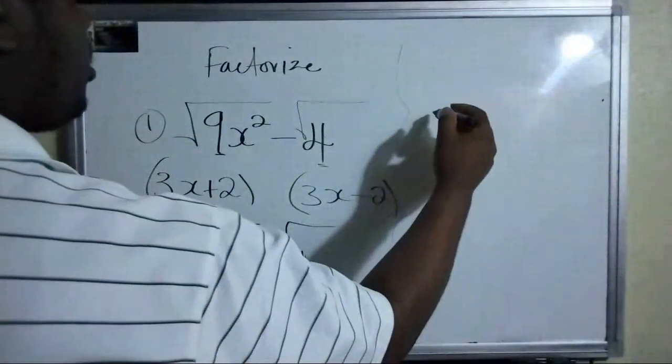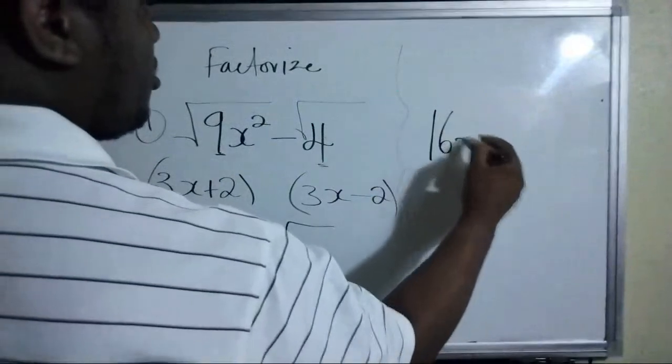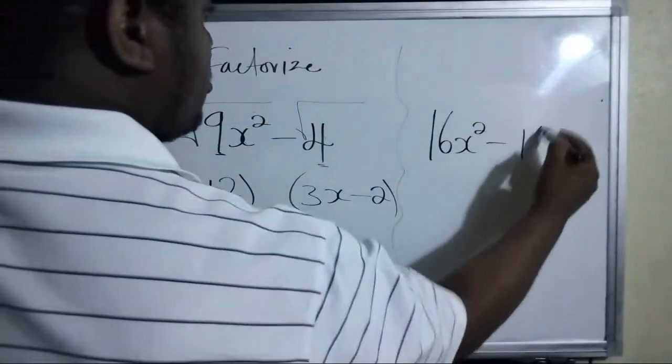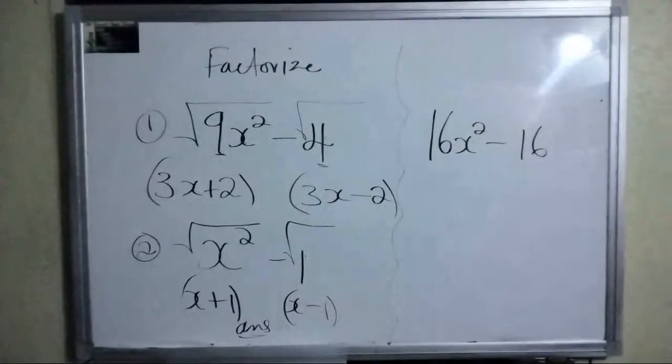But try this one nevertheless. Alright. 16x squared minus 16. What are we going to type in first now?